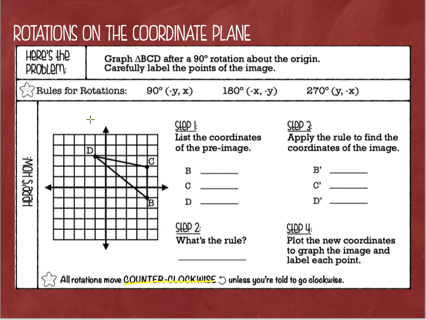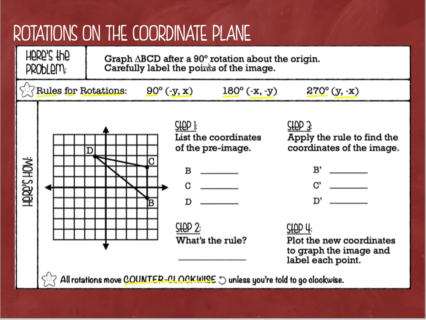Now, the easiest way to rotate figures, in my opinion, is to use the rules. So I've got the rules for rotations right up here at the top of the page for you. When we rotate a figure 90 degrees, the rule is the opposite of y and x. When we rotate a figure 180 degrees, we're going to use the rule opposite of x, opposite of y. And when we rotate a figure 270 degrees, we are going to use y and then the opposite of x. These rules are going to make perfect sense in a few minutes, I promise.